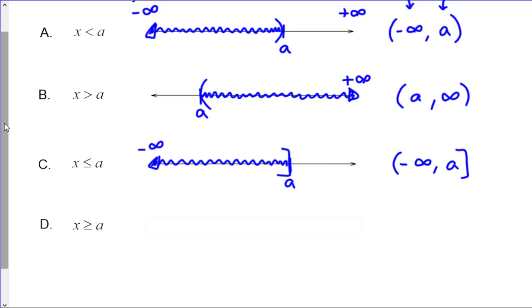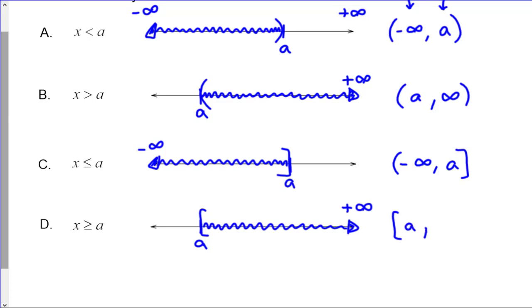Lastly, x is greater than or equal to a. So let me put a on this graph. If it's greater than or equal to, I'm going to shade to the right. And this is going to go to positive infinity. So my interval notation starts with a with a bracket and goes to positive infinity. And again, you can put a plus in front of that, or you can leave it off. It doesn't really make any difference. It's understood if you leave it off.